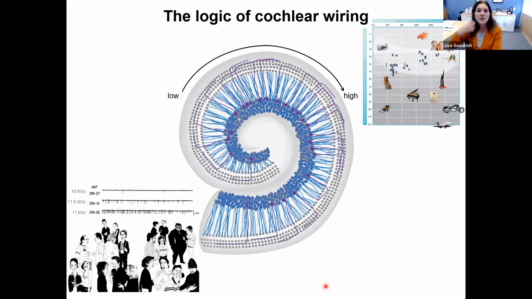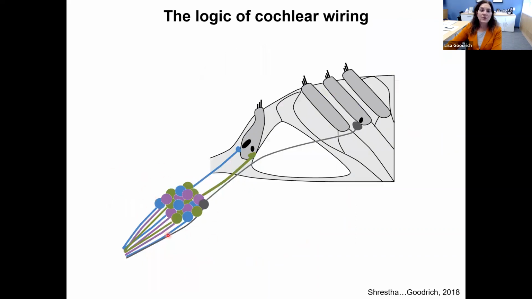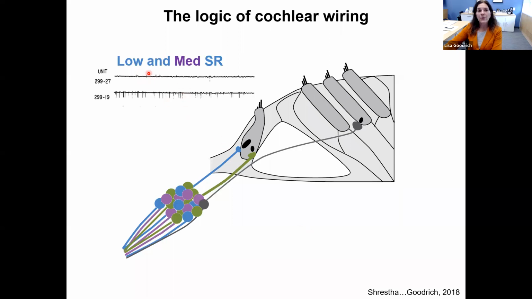So in terms of how this works, what we know is that these different types of neurons that were defined by their physiological properties actually have some anatomical properties that are very orderly and allow us to recognize them. If you, for example, filled fibers that had low to medium spontaneous firing rates, it was discovered that those tended to project to the medullary side of the inner hair cell. That's the side that's closest to the spiral ganglion, okay?